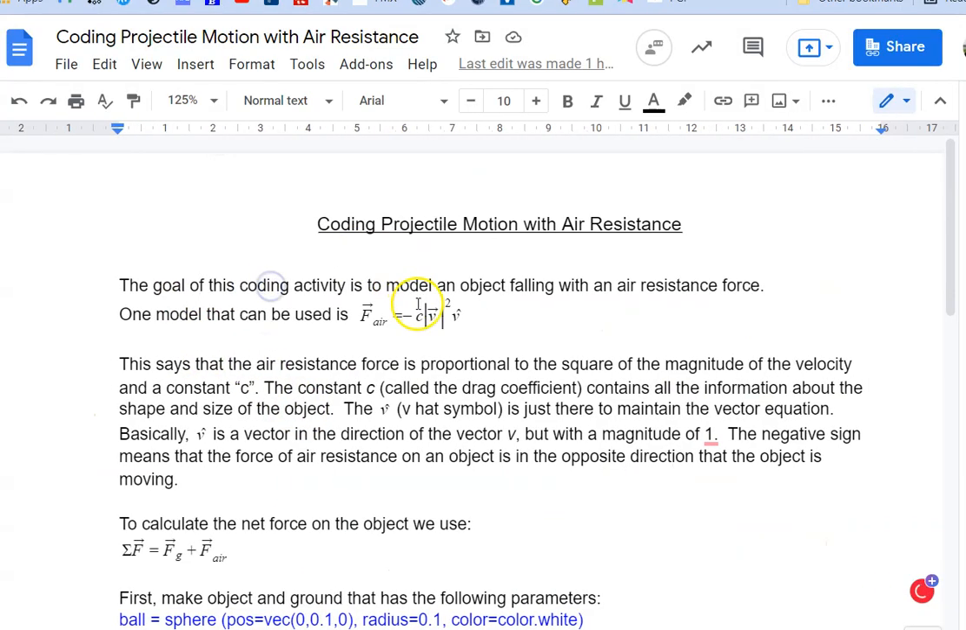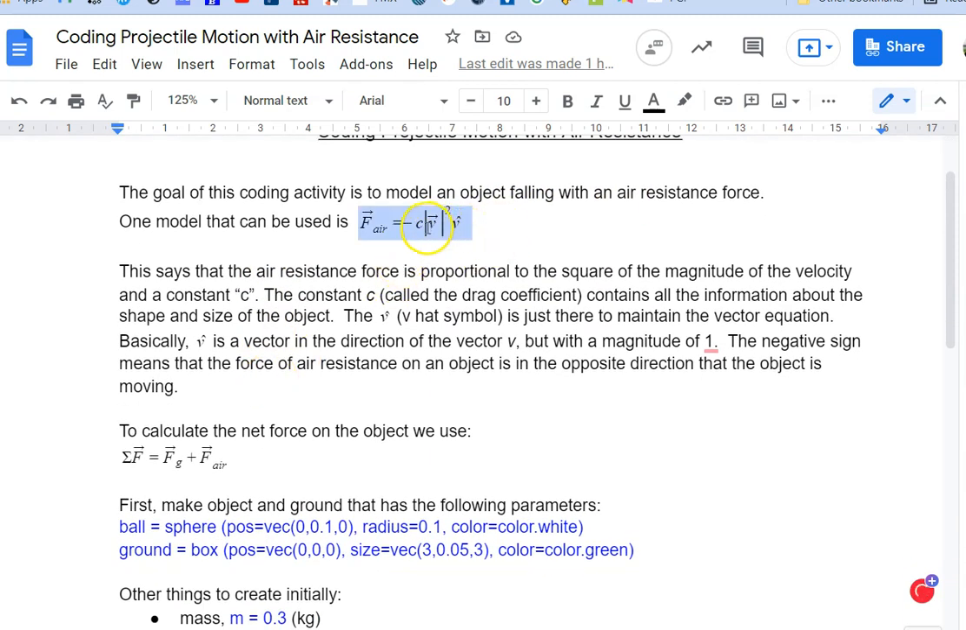And so our goal of this activity is that we want to model the object's motion and include air resistance force. And so we're going to be using a simplified model, which is this equation right here. The air resistance force is given by negative C, the drag coefficient, times the magnitude of the velocity squared, and multiplied by this little factor called the unit vector. We're going to normalize the velocity. It might be a little bit weird because we haven't really talked about unit vectors. So maybe I'll just spend a tiny bit of time talking about how we can normalize a vector.